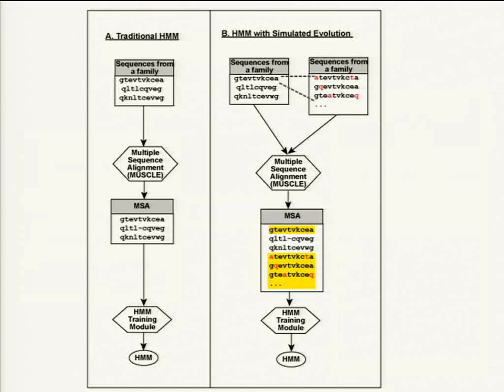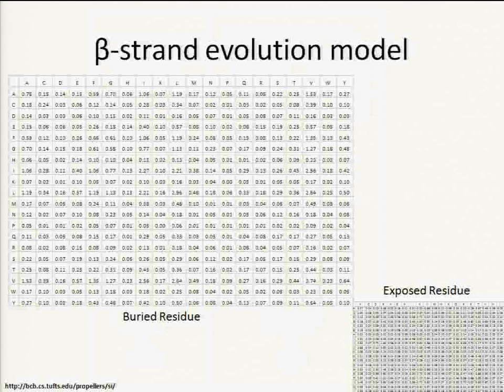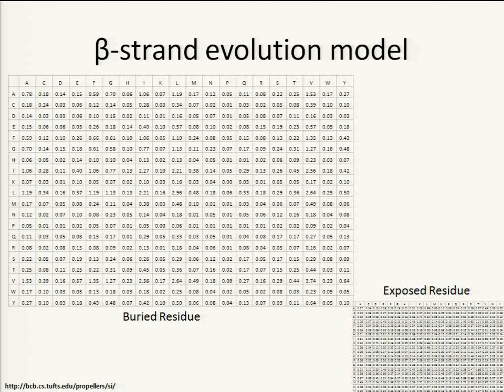Now, the process of creating the HMM changes. On the slide, the left is the traditional method and the right is the addition. On the right, what we are doing is taking these additional artificial sequences, running them through the multiple alignment, constructing an MSA, and then building the HMM. So this is the simple option.